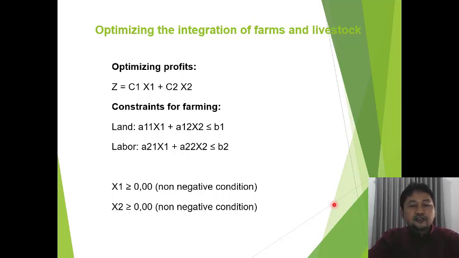We use the formula of linear programming, optimizing profits. We get a formula Z = C1 x1 + C2 x2, and we have constraints for farming: land and labor. As you can see in the slide, this is the formula.